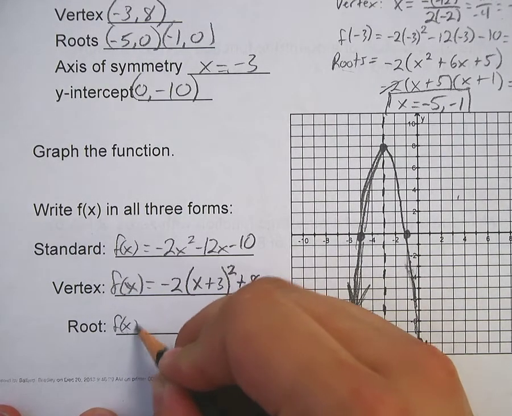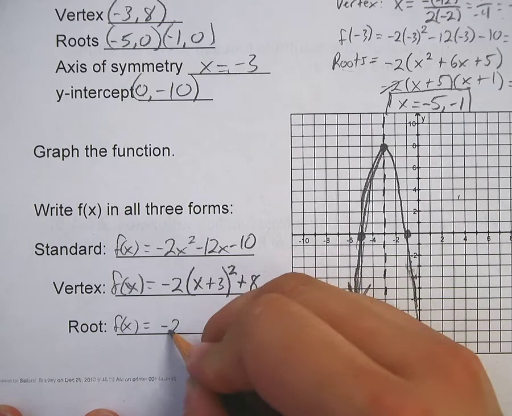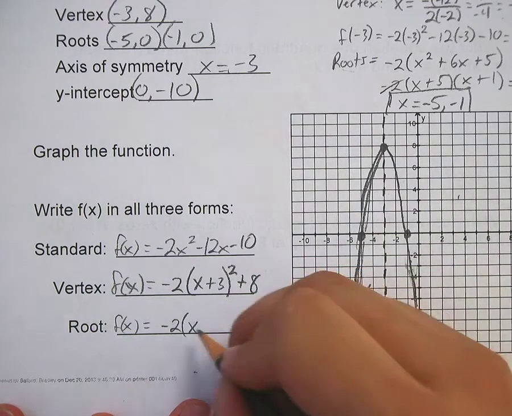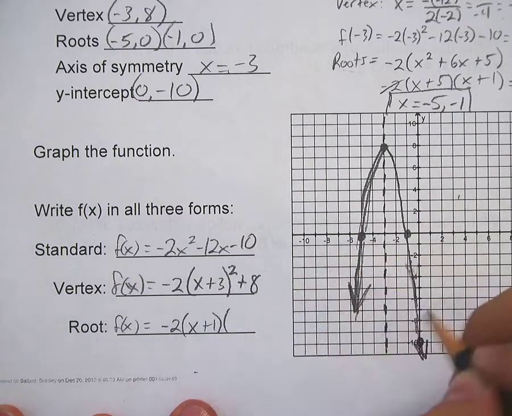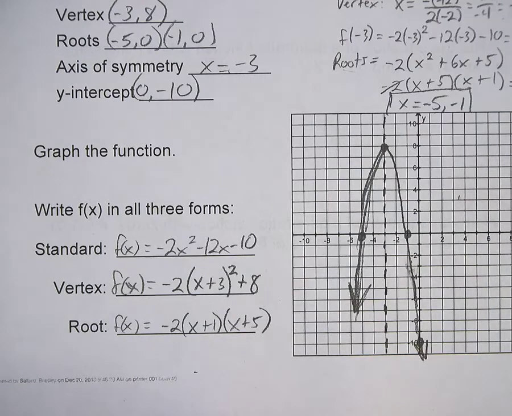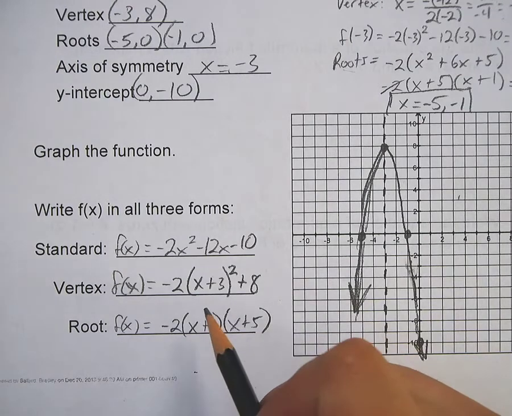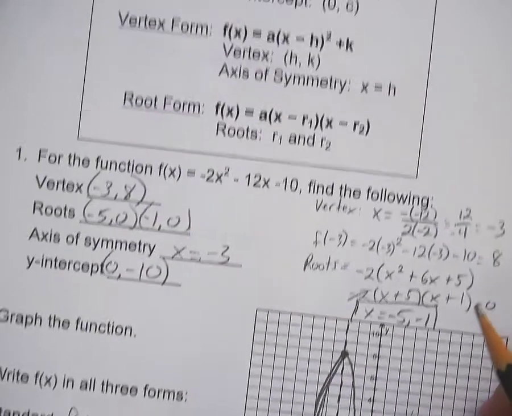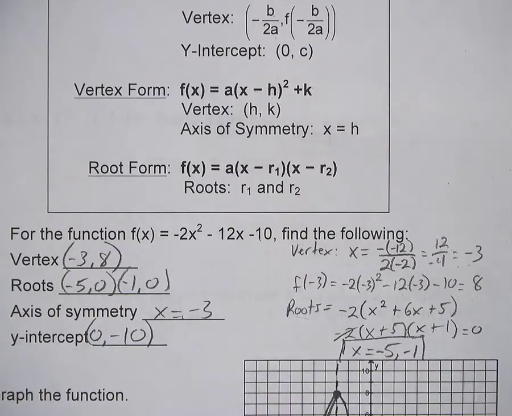Root form, f of x is equal to -2, your a value, x minus r1, x minus r2. So x plus 1, x plus 5. Since those roots are negative, now they're going to be pluses. Okay? Not too shabby. There's a lot of stuff that goes into this, but really if you just follow the formulas, it all kind of builds into itself.